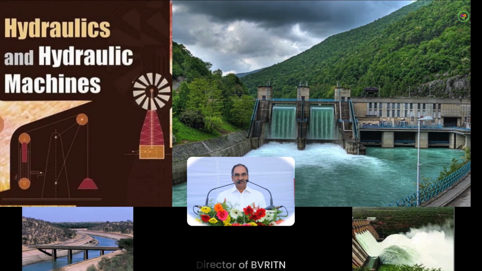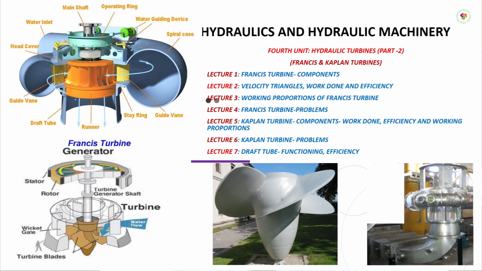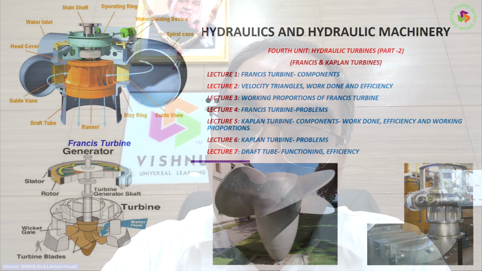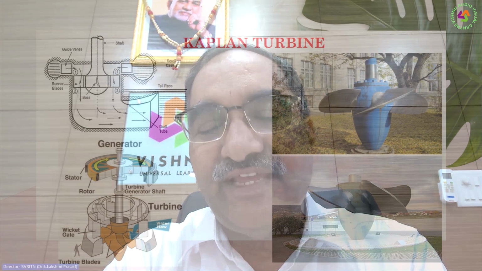In today's class, we will discuss the velocity triangles, work done, and efficiency in case of Francis turbine. That we will take up. The velocity triangles we have already discussed when we dealt with the impact of jets. From there I will take it.